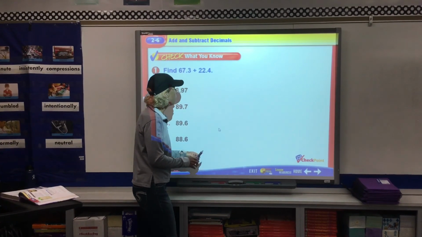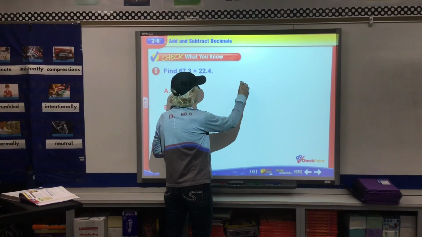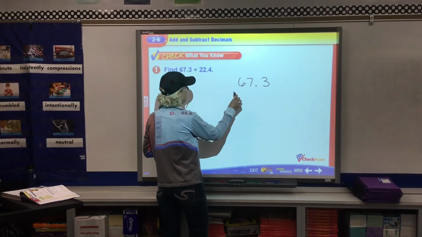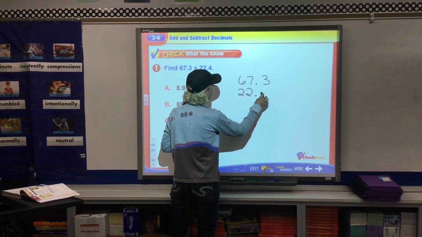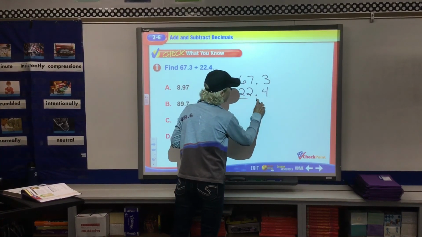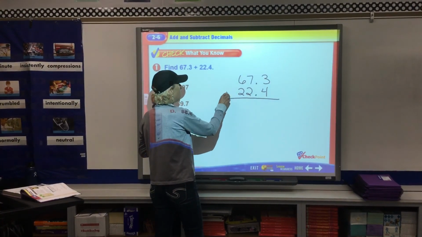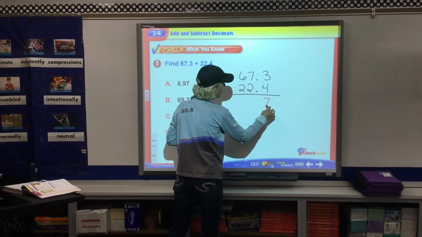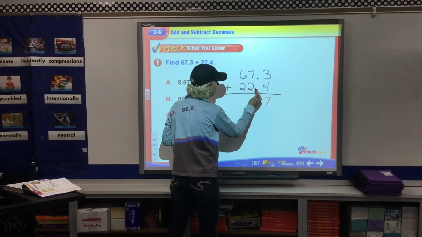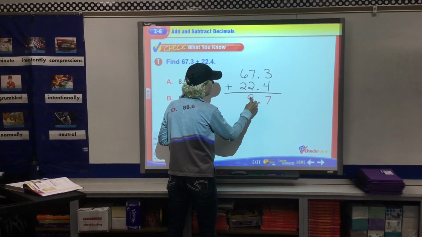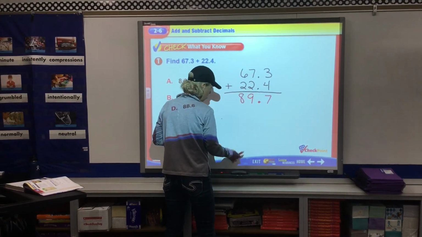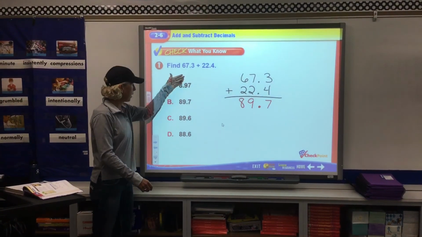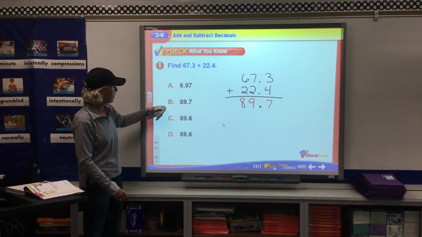The first thing that we're going to do is rewrite that problem and put the digits in the correct place value, okay? And then 22 and 4/10. Again, I've got my decimals lined up, my digits in the correct place value, and I'm going to add. 3 plus 4 is 7. I'm going to bring my decimal straight down. 7 plus 2 is 9, and 6 plus 2 is 8. So my answer would be 89 and 7/10. So I'm going to come over here. It looks like it would be B.